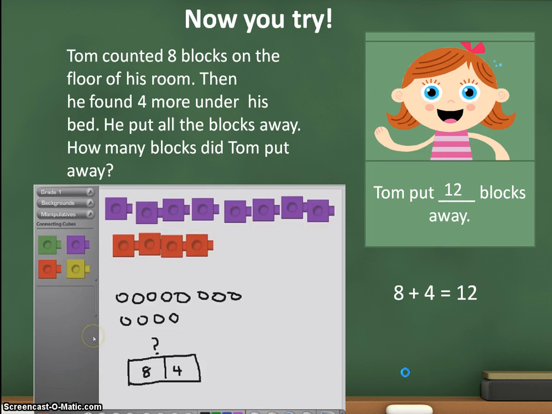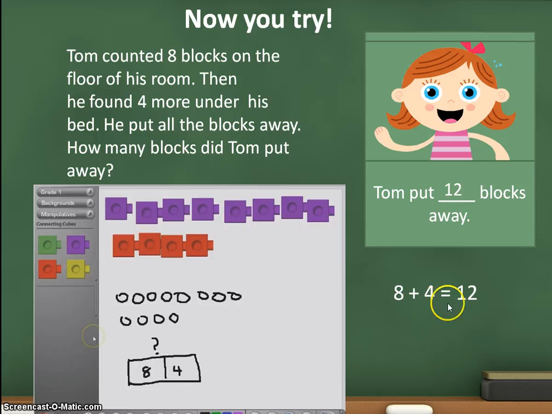We are looking for the number of blocks that Tom put away because it says he put all the blocks away, which means I need to find every block that Tom found and put them together. He found 8 on the floor and 4 under his bed. That's 2 groups of blocks that he had to put away. So I'm going to put away the 8, then put away the 4, which means I'm putting them together, which means I'm adding. Well, I did add, so that makes sense.